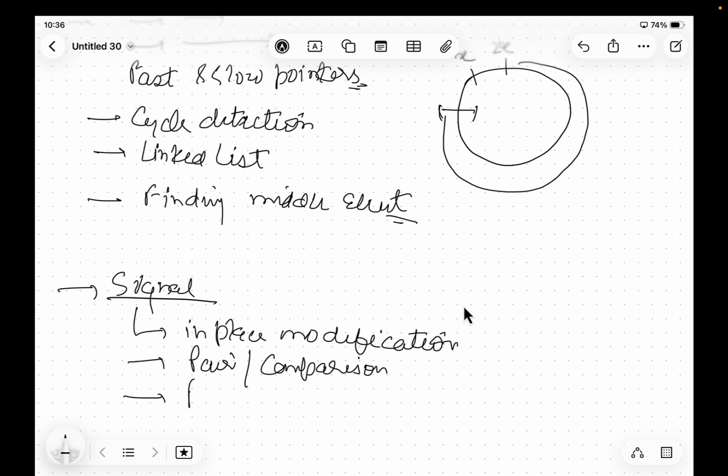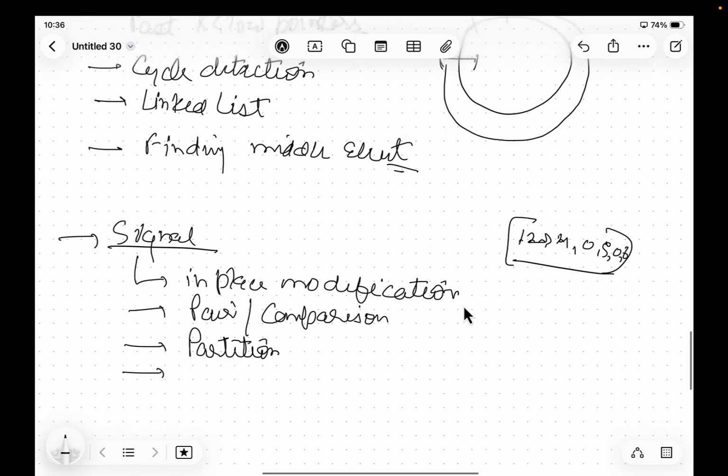Third is partitioning. Partitioning means there is one array, like 1 2 3, then 0, then 5, then 0, then 6. Someone will say, can you categorize the 0s together and non-zeros together? This kind of problem is partitioning. And some sorted arrays also we are going to use this technique for. So let me write this also, sorted array. Whenever you see these signals, your brain should automatically think, can I solve this using two pointers? Just give a thought to this.